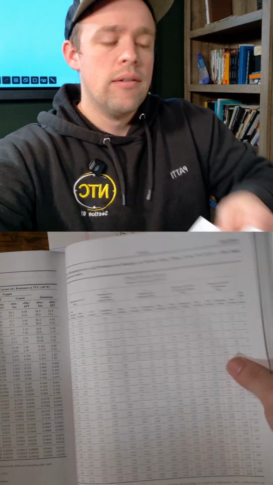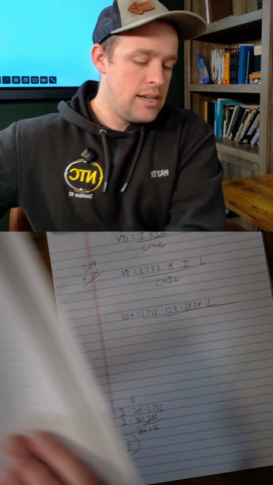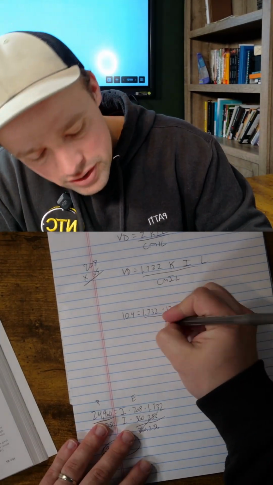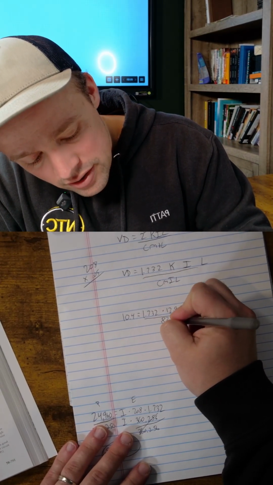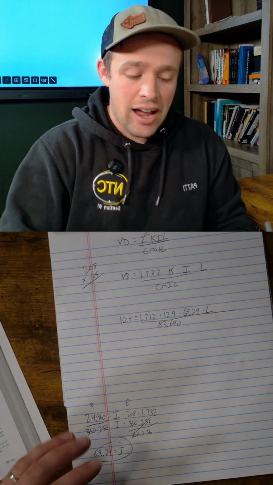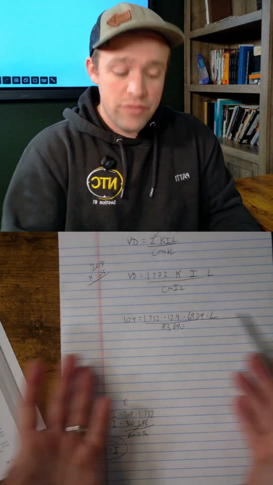Here it is. Okay, so when we go to Chapter 9, Table 8, we can go to 1 gauge copper, and then we see circular mils is 83,690. Okay, now we have all of these numbers.